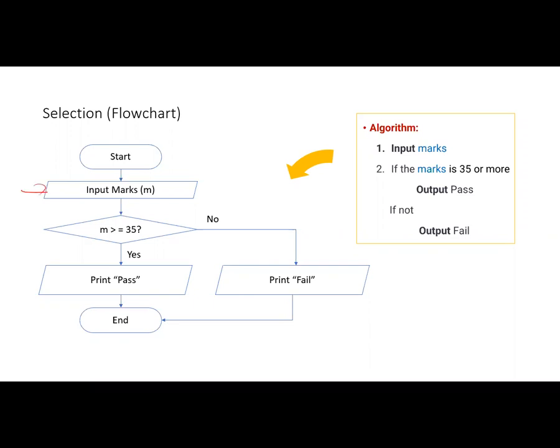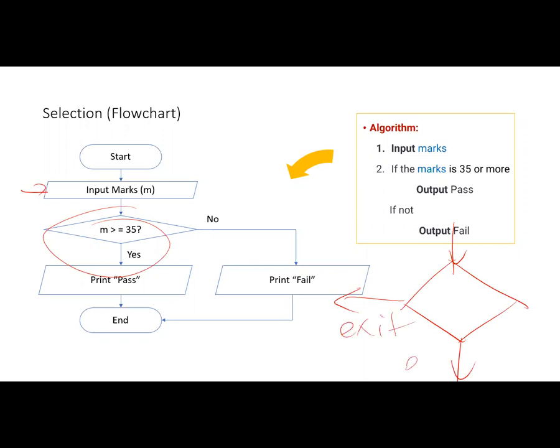Now here's the difference. There is a decision box. As I mentioned before, all decision boxes have one entry point and two exit points. These are the entry point and these are the exit points. We can identify them by using the arrow direction.